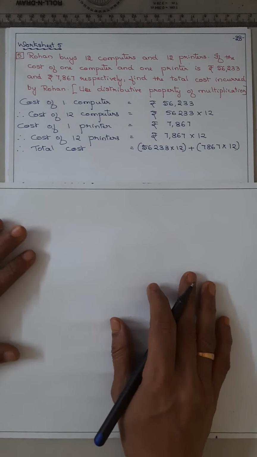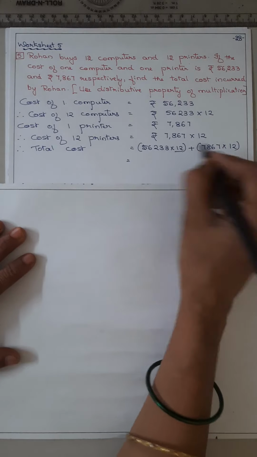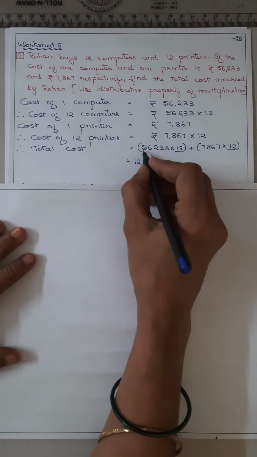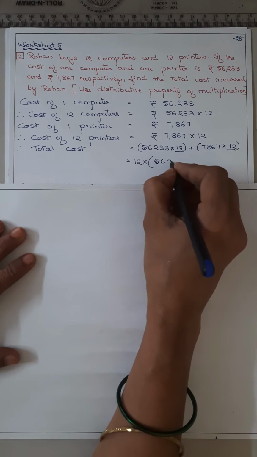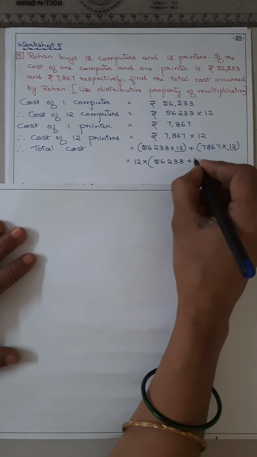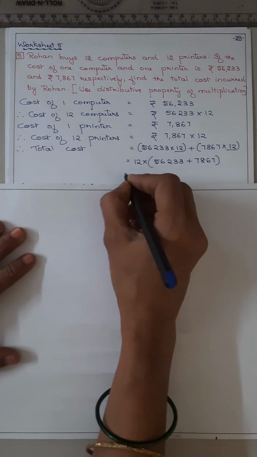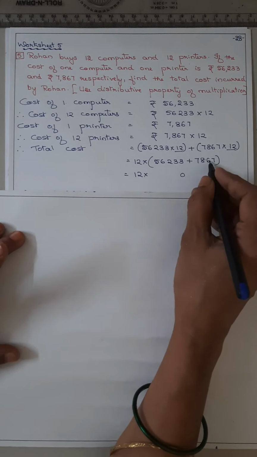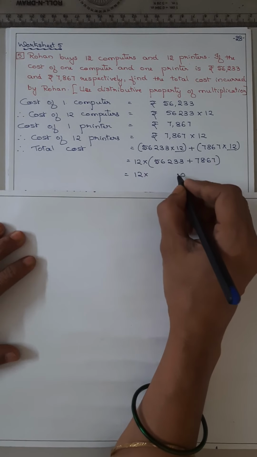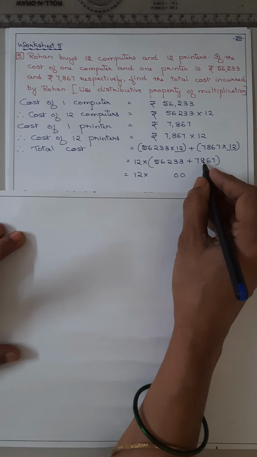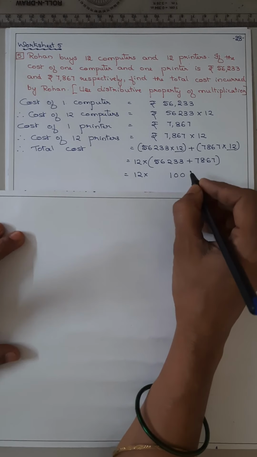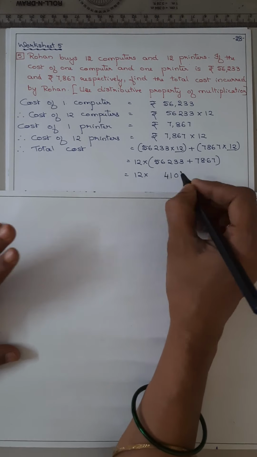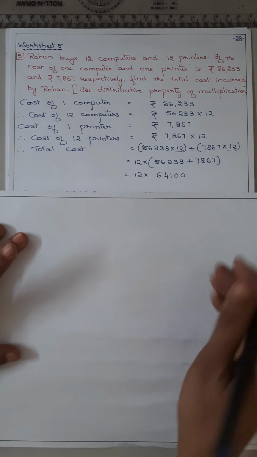Okay, now use the distributive property. What is common? 12 is common. Write it first. Put the bracket. What is remaining here? 56,233 plus 7,867. Now 12 into, add these two: 7 plus 3, 10. 1 plus 6, 7, 7. 2 plus 8, 10. 1 plus 8, 9... 1 plus 6, 7. 7 plus 7, 14. 1 plus 5 is 6.